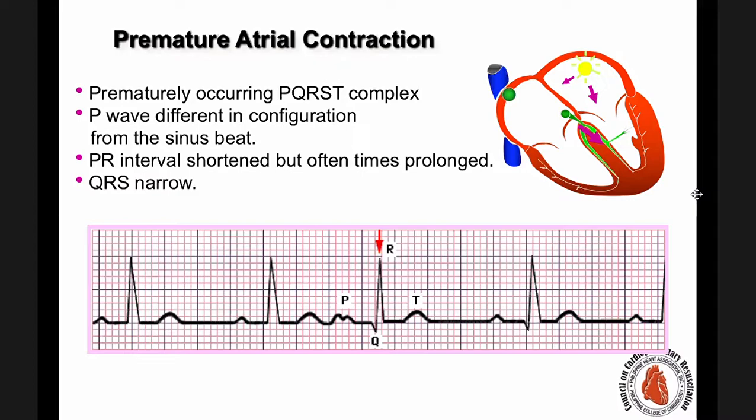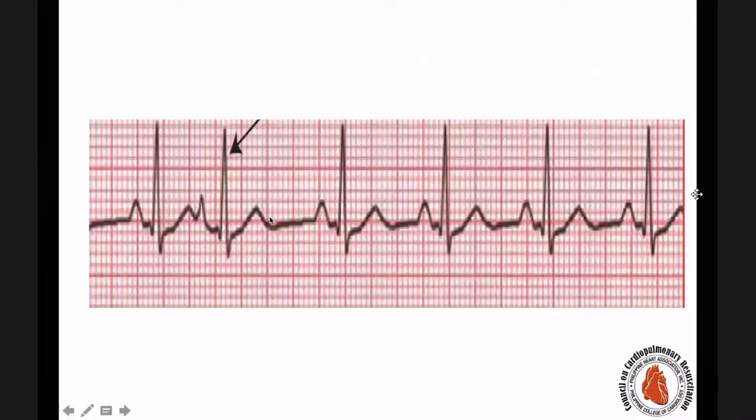Sometimes it can be longer, sometimes it can be normal. It will depend on where the electrical impulse is coming from, if it's nearer or farther than the PR interval. But in premature atrial contraction, the QRS complex is narrow because the electrical impulse travels through the normal conducting system in the ventricles. Okay? So this is another example of a premature atrial contraction because the next beat should have been here, but it appeared earlier than usual.